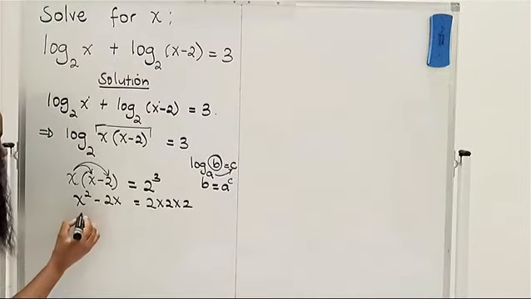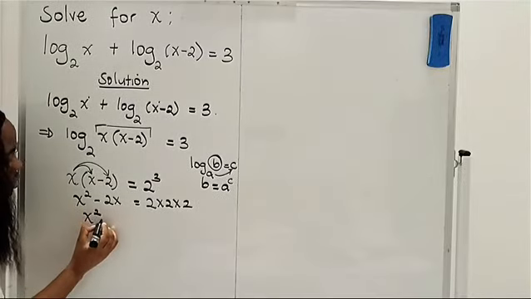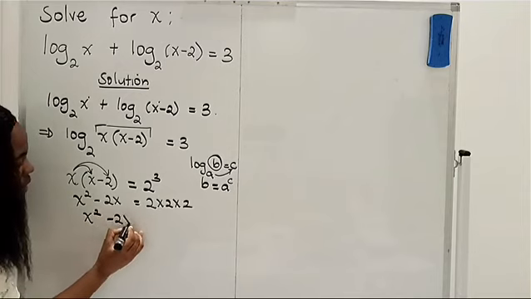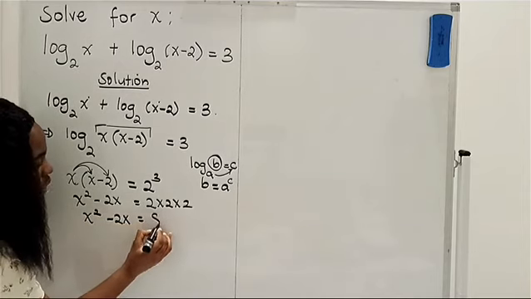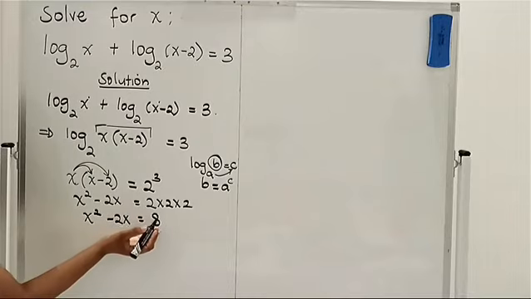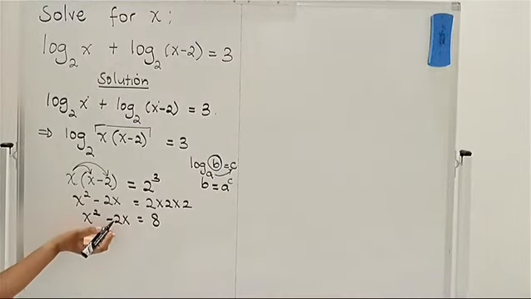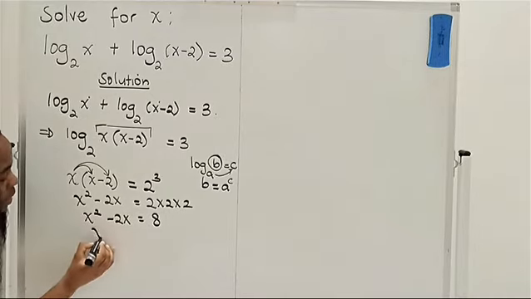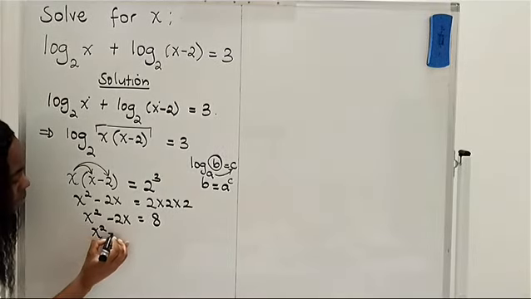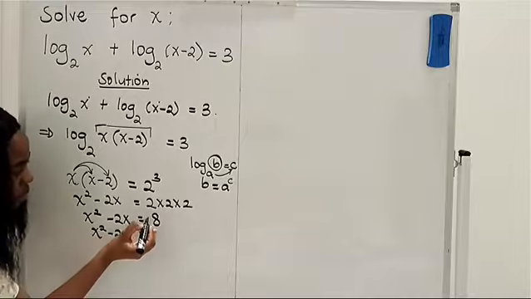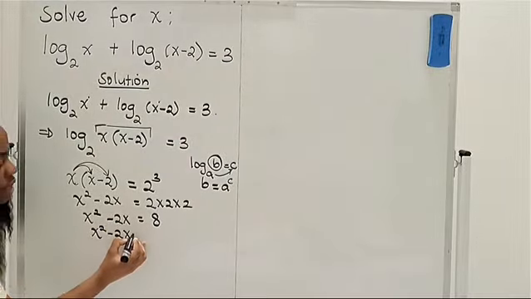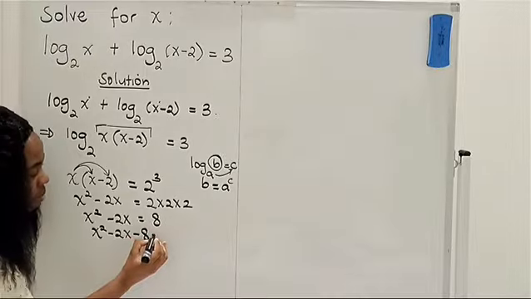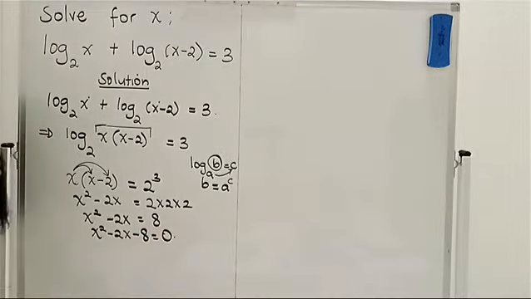Okay? So x squared minus 2x is equal to 8. Now let us bring everything to the left hand side and equate everything to 0, okay? So this is going to be x squared minus 2x. When I bring 8 to the left hand side, it is going to become negative. Minus 8, this is equal to 0.